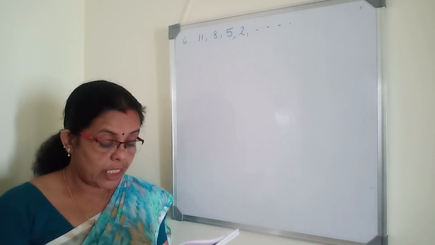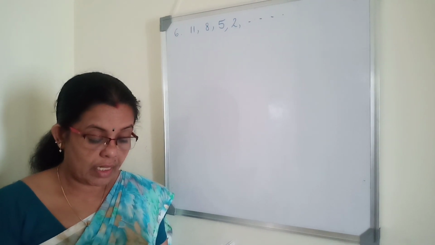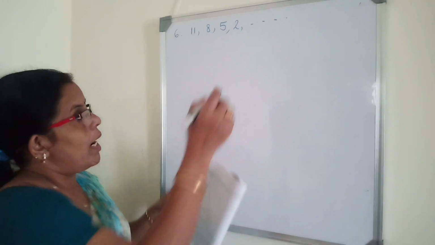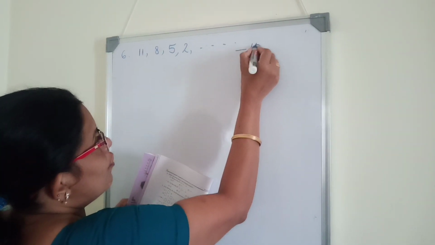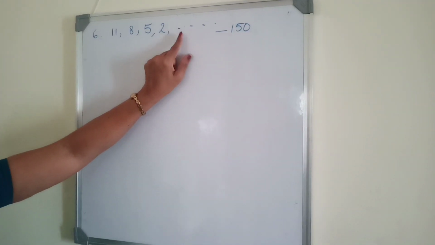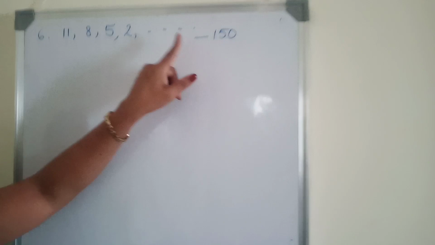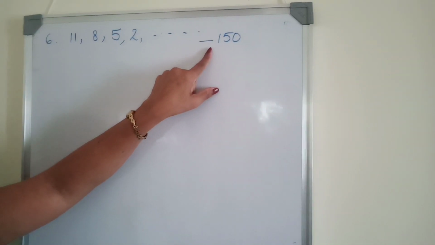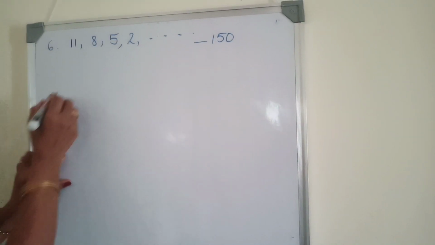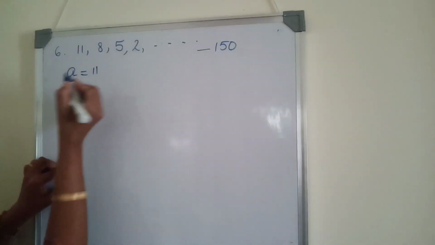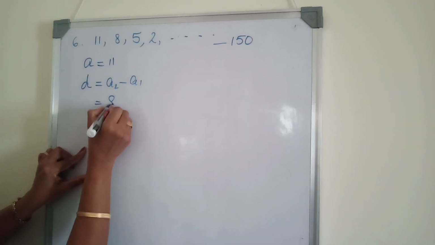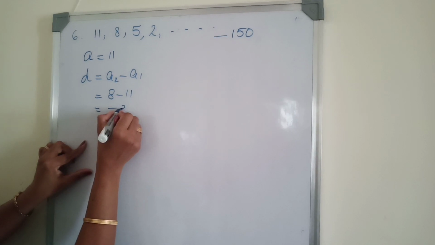Next question is, check whether minus 150 is a term of the AP 11, 8, 5, 2, etc. So we have to find out whether this number is a term. In this AP, whether minus 150 is a term. That means, what is the position of minus 150? Or we have to find out n. A equals 11. D equals A2 minus A1, 8 minus 11, minus 3.